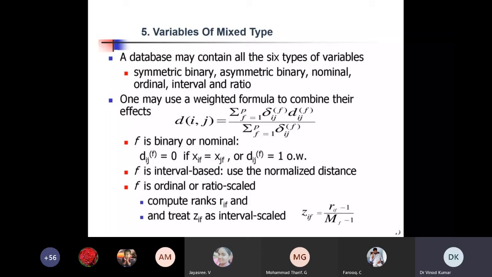In this dissimilarity matrix we represent the dissimilarity values between two objects.